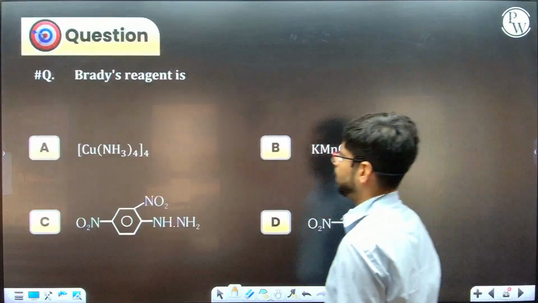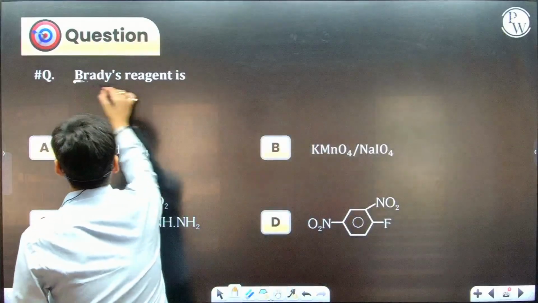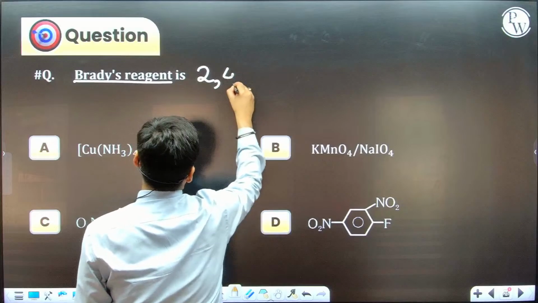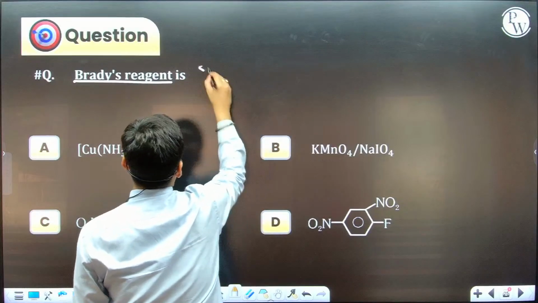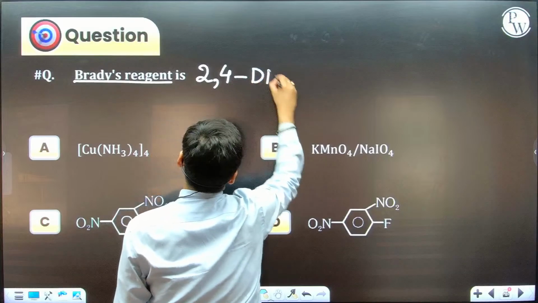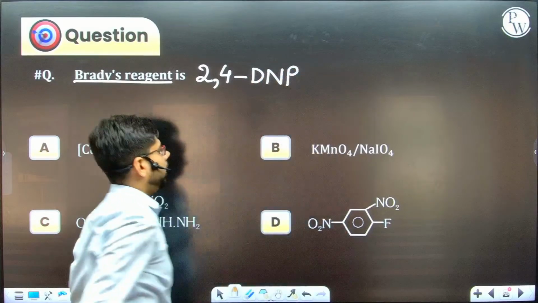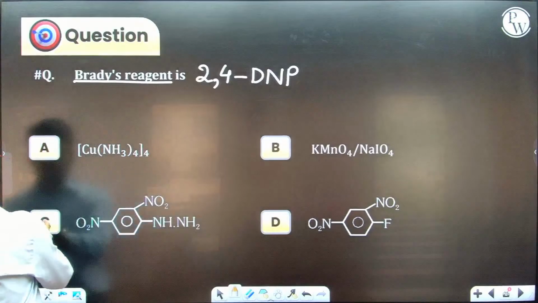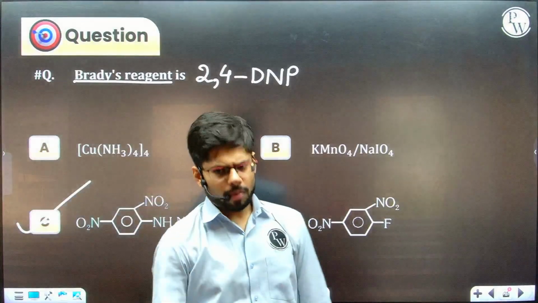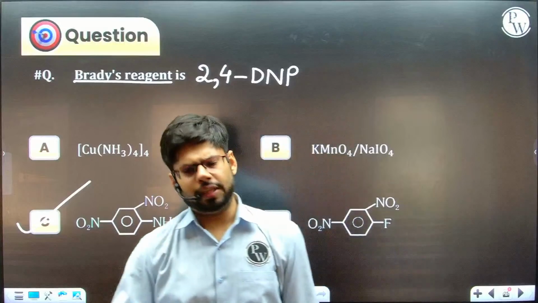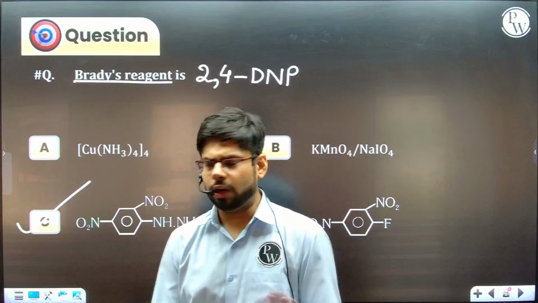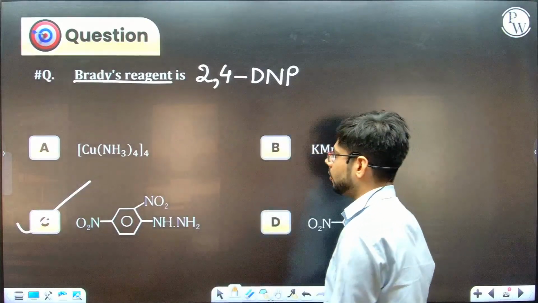Next question. Brady's reagent is, okay, so Brady's reagent is nothing but 2,4-DNP, 2,4-dinitrophenylhydrazine. So this is the compound, Brady's reagent. Any carbonyl compound will definitely react with Brady's reagent to form a product which is orange or yellow in color. This is the crux of the entire story.